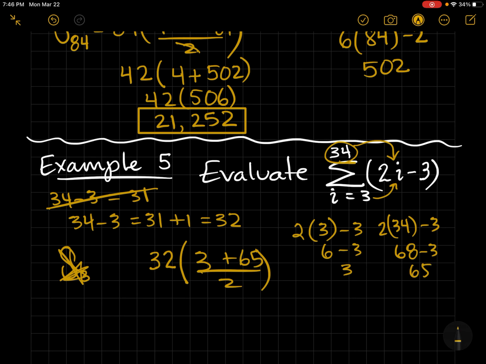So we have our first term and our last term and divided by 2. And yay, this is even again, so we got lucky. So then we're just going to do 16 times 68. I'm going to grab my calculator. 16 times 68 gives me 1,088.